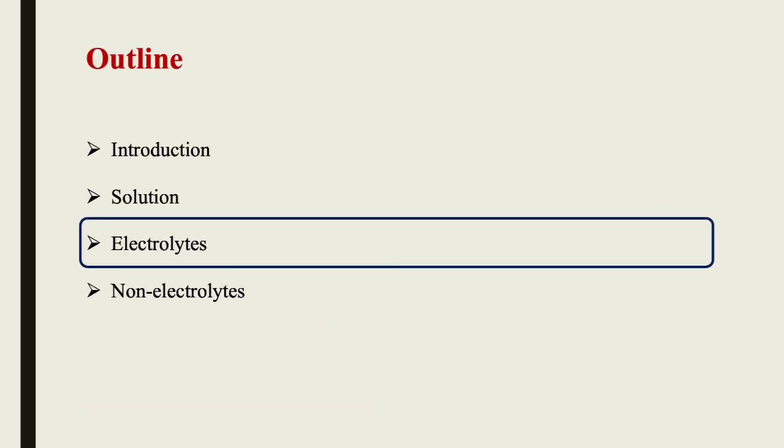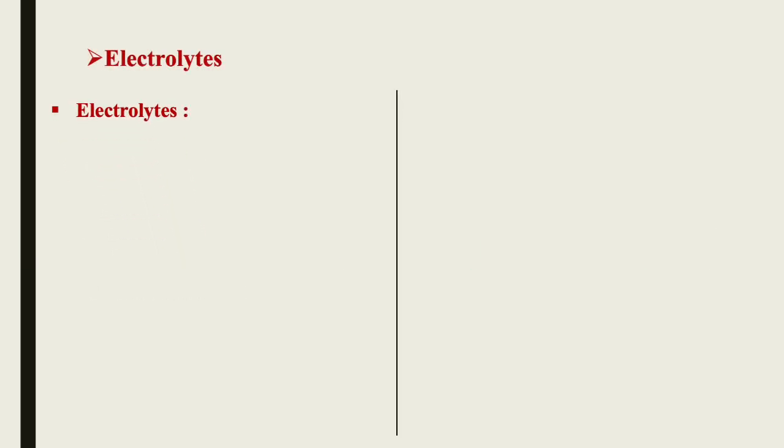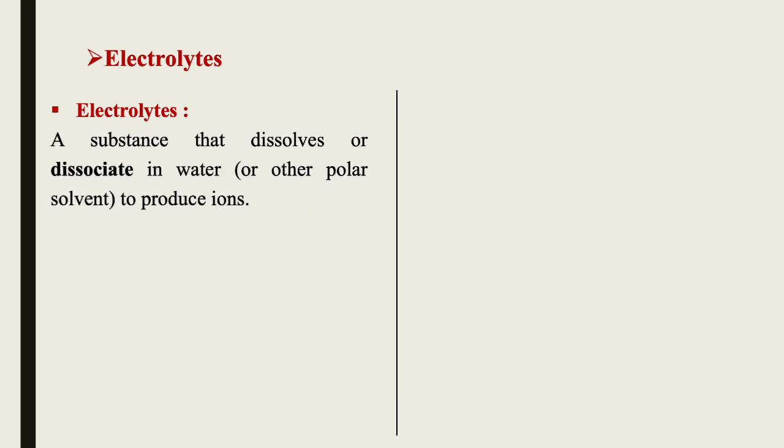So now we are moving to the third point, that is electrolytes. So we will see what is meant by electrolytes. First is the definition: an electrolyte is a substance that dissolves or dissociates in water or other polar solvent to produce ions. So it is a solution that conducts electricity.